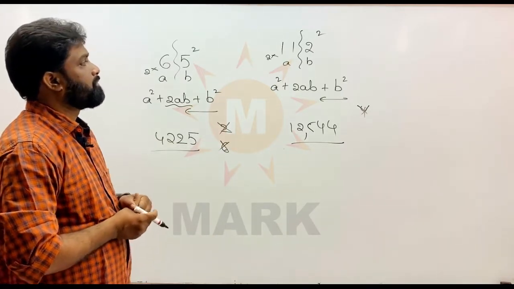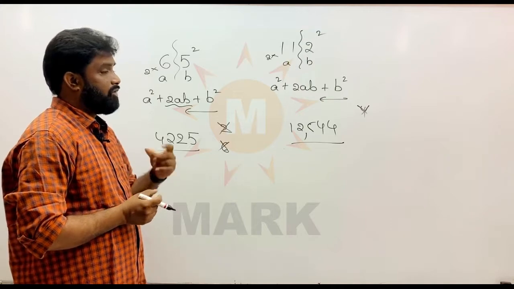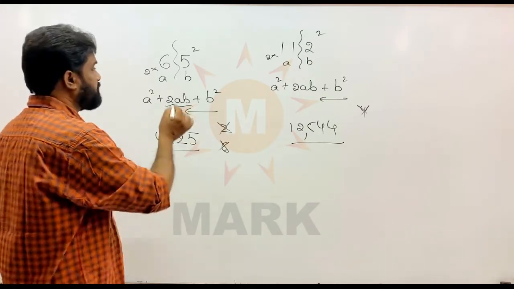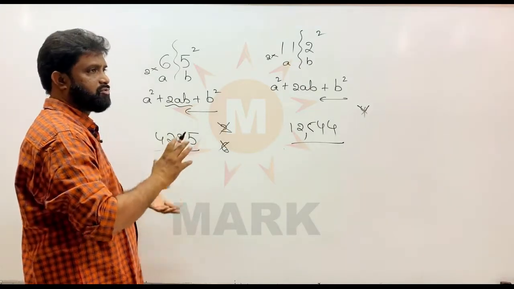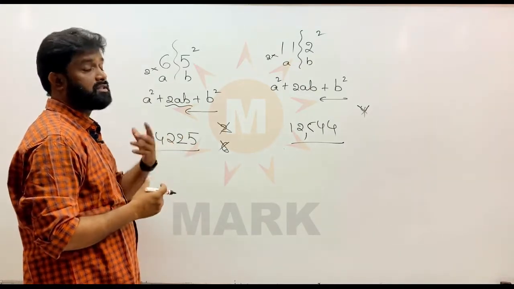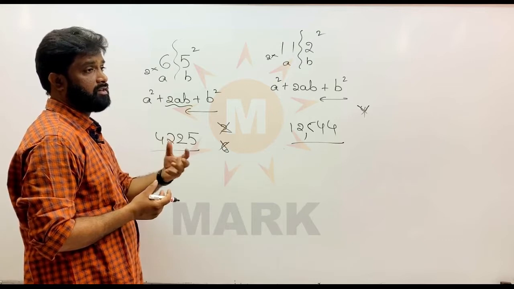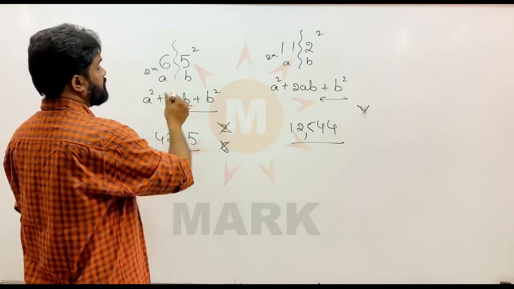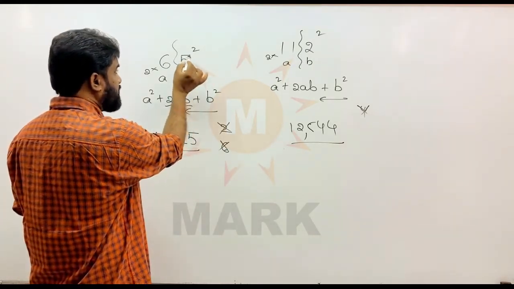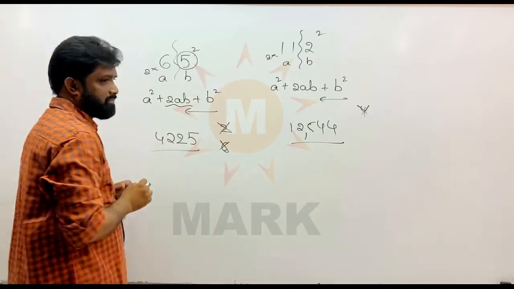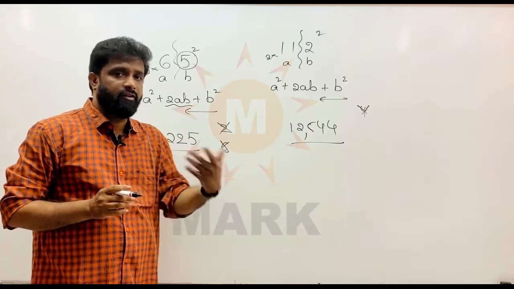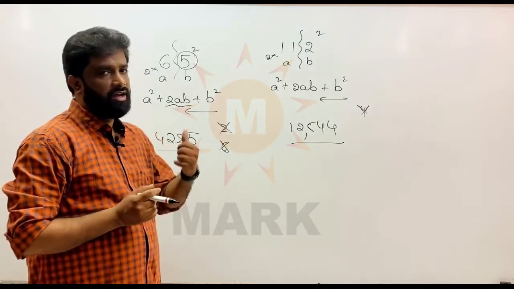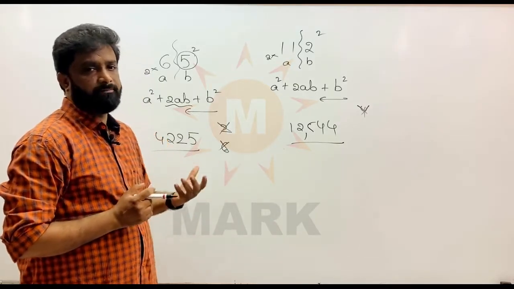So now we will be discussing one more special technique. This a plus b whole square technique is useful to find the squares of almost every 2-digit and 3-digit number, provided that you are good at tables. But there is a special technique, particularly when the units number is 5. We have a much faster method to find the whole square of a number. Let us see how to find it.